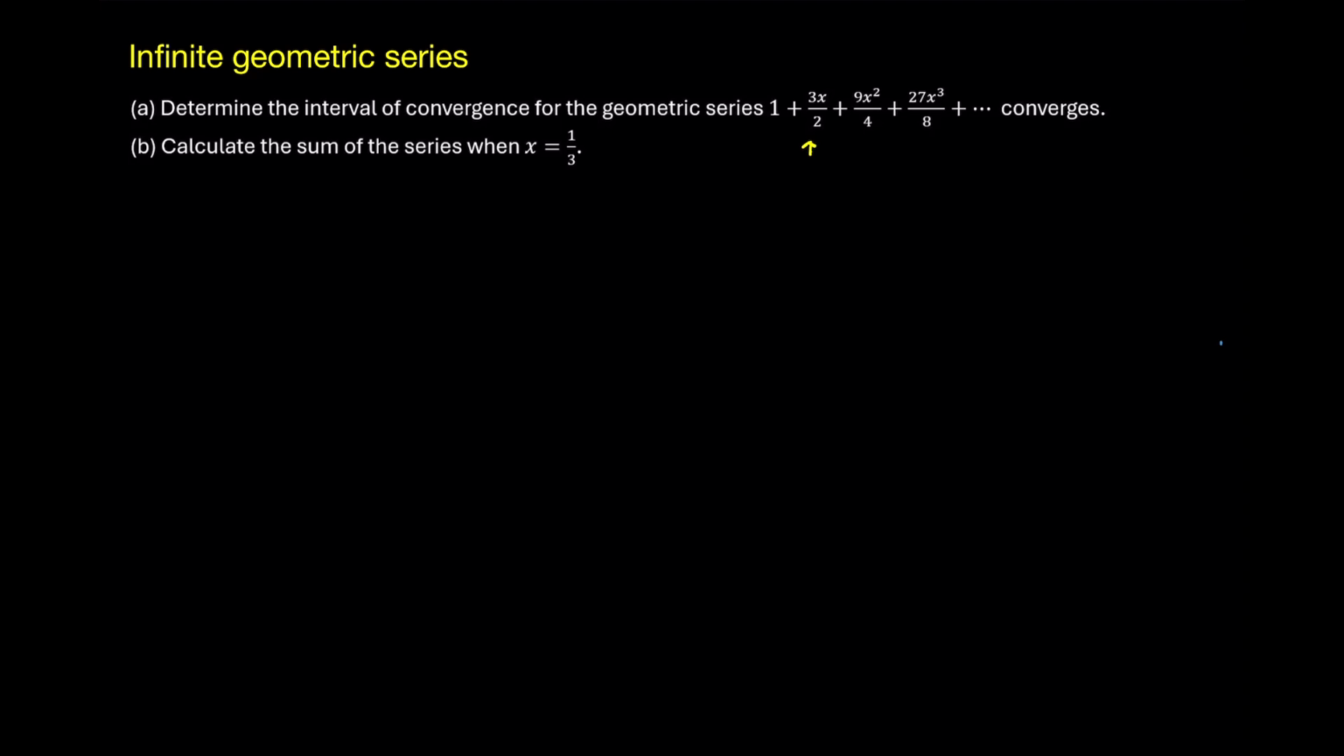We know that a geometric series only converges if the absolute value of the common ratio is less than 1. We can write it as the absolute value of r is less than 1. So this is the converge condition for a geometric series. Here, these two vertical lines mean the absolute value.